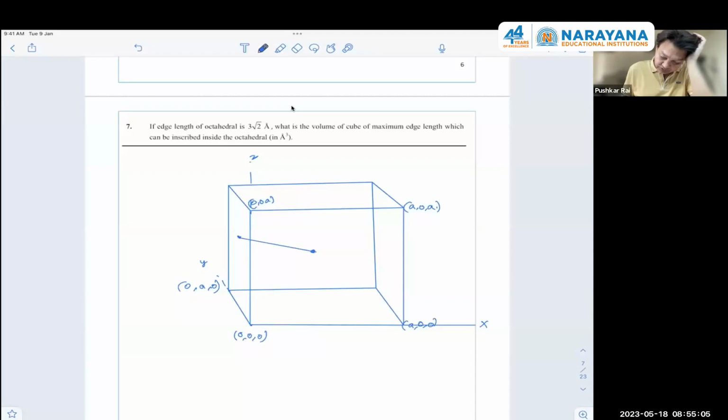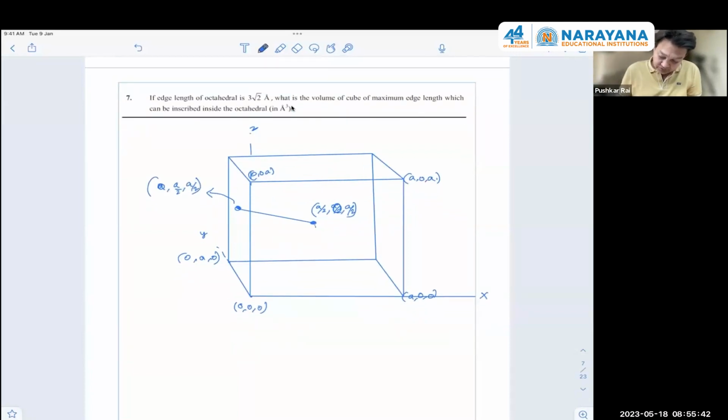So what is the coordinate of this and what is the coordinate of this? Tell me what is the coordinate of this, then we can get it. The coordinate of this will be what? a by 2, 0, a by 2. And the coordinate of this will be what? 0, a by 2 and a by 2. Do you agree? Yes, sir. So quickly get the distance between them.